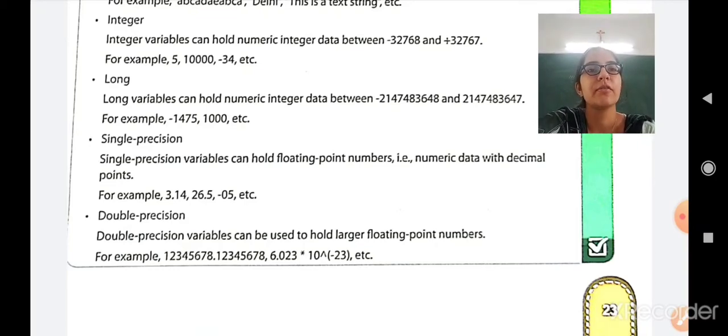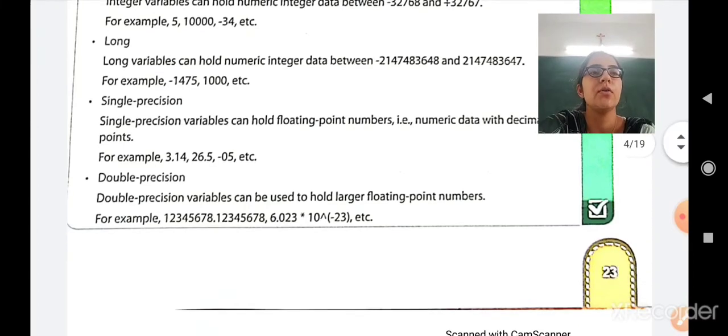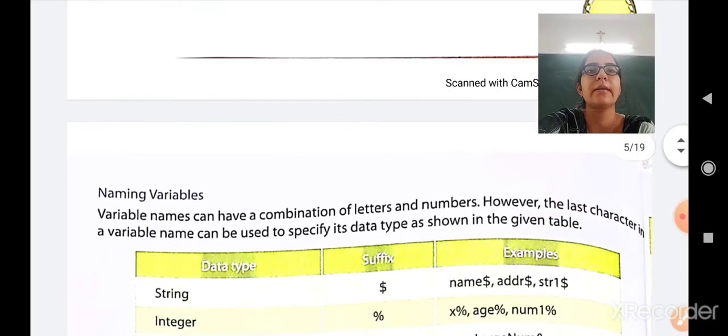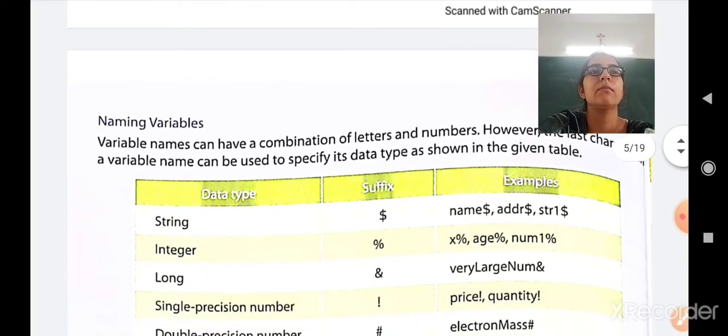The double precision variable can hold the larger floating point number. It means bigger numbers which have decimal points are stored using double precision. Okay, so here we have seen some variables. Now let us move in detail. It means let us study in depth about the variables. Which are the types of variables?